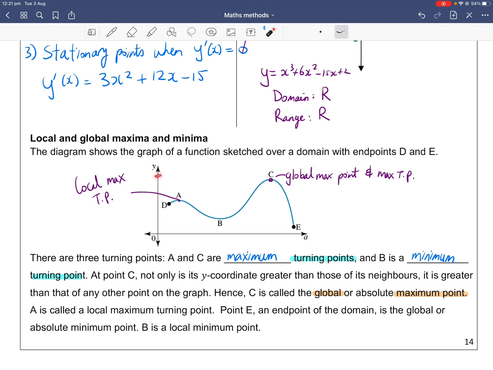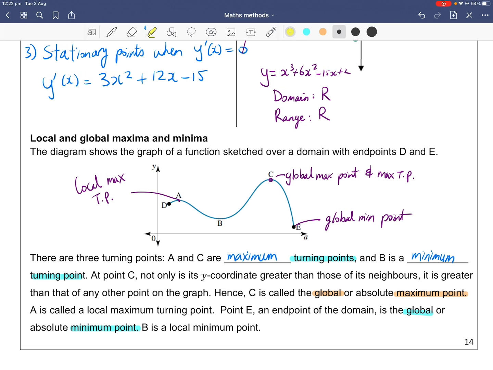And then if we look at the highest y value, we can also look at the smallest y value, which would then be point E, because that's the lowest our graph ever reaches within our domain. So point E is called the global, so the overall minimum point. It's not a turning point, it's a minimum point, because it's the point at which the smallest y value occurs. So it's the global minimum point. So E is the global minimum point. It is not a turning point.